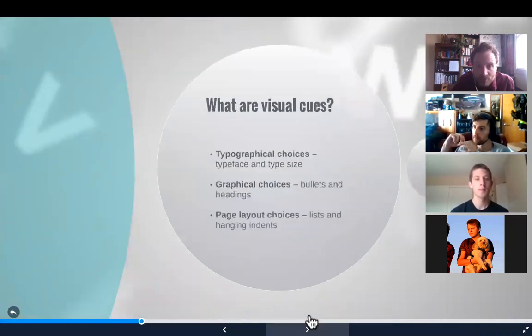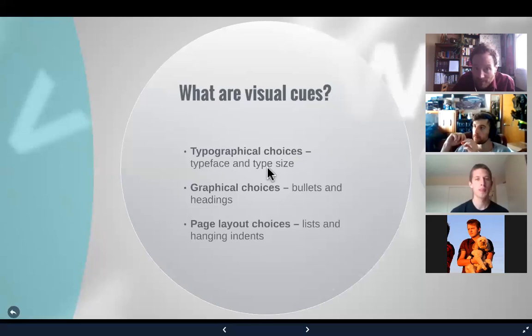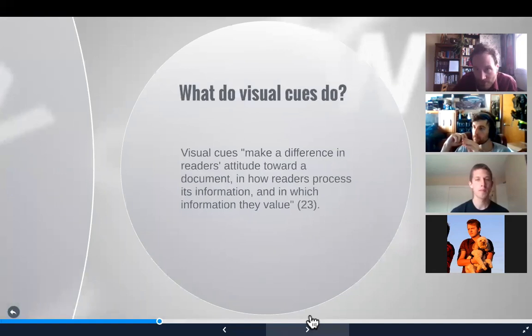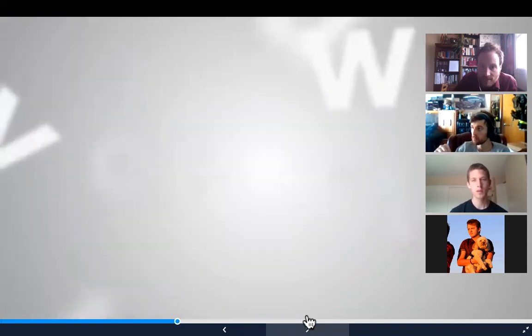The main visual cues that we have are typeface and type sizes, i.e. typographical choices. We can use graphical choices. I can input a bullet and I can use different headings, and I can use page layout choices. So this is before using images, before using any of that. These visual cues can, quote, make a difference in a reader's attitude towards a document and how readers process this information and which information that they value.